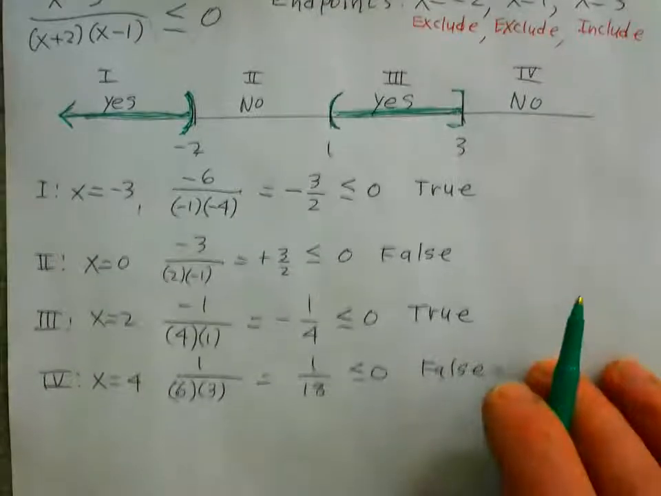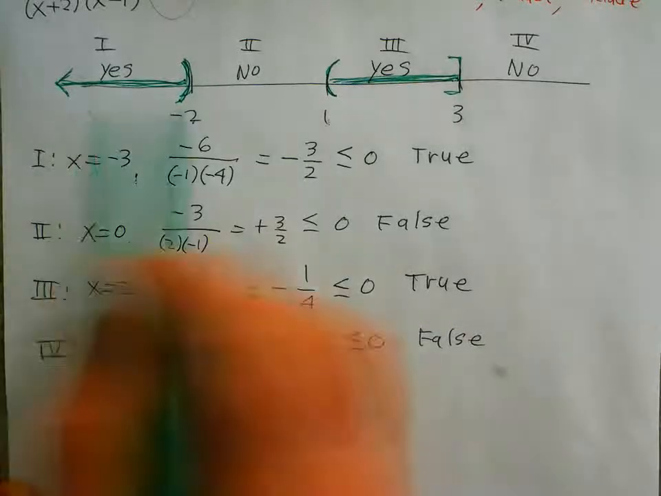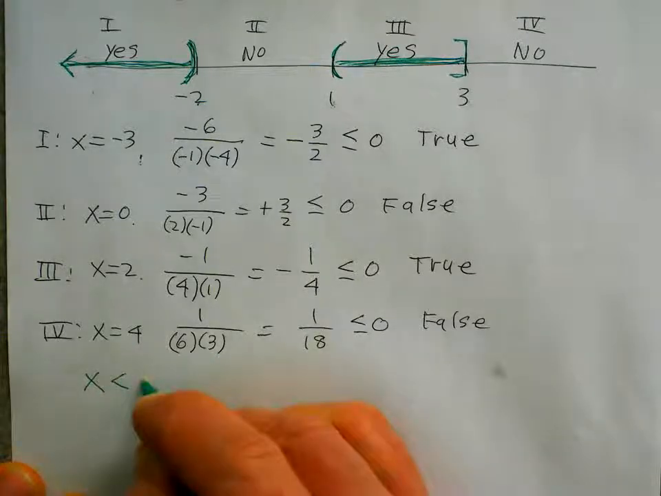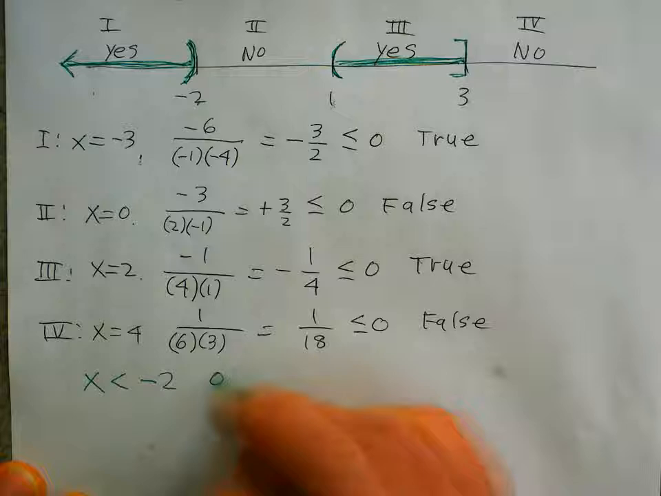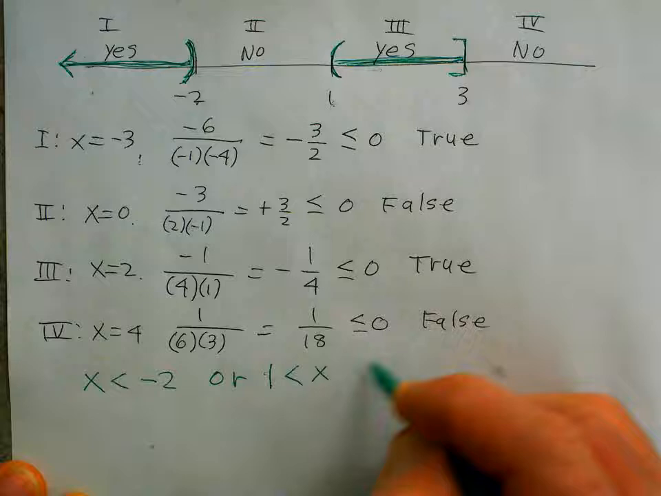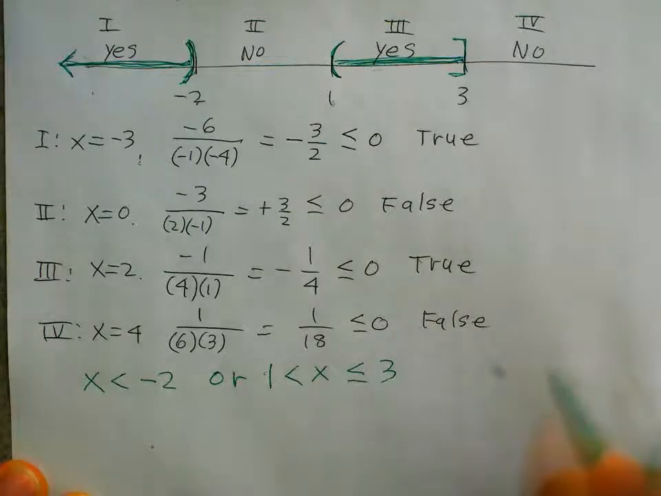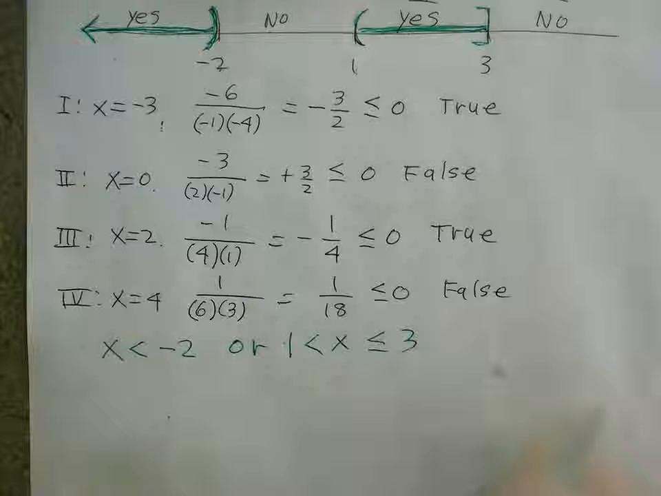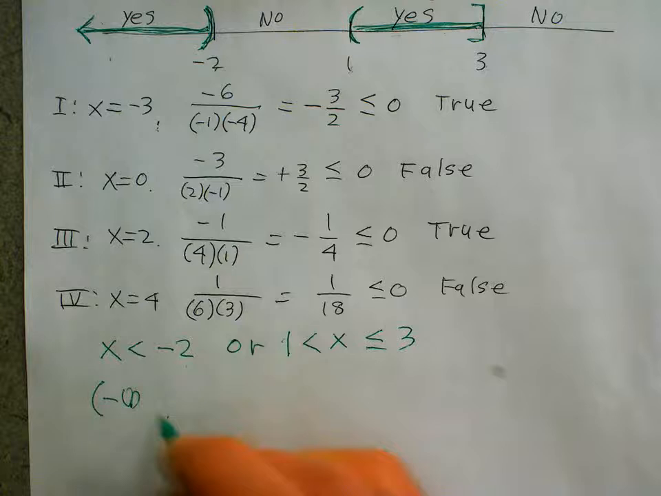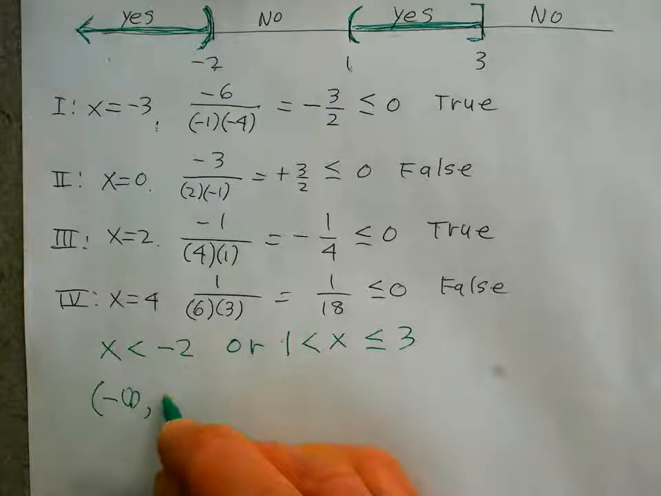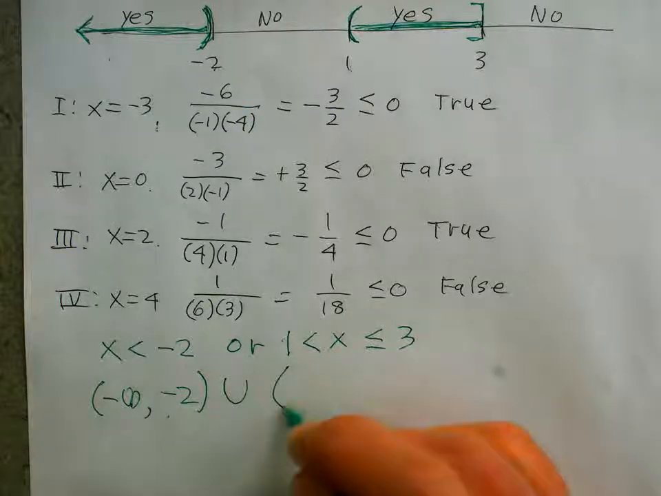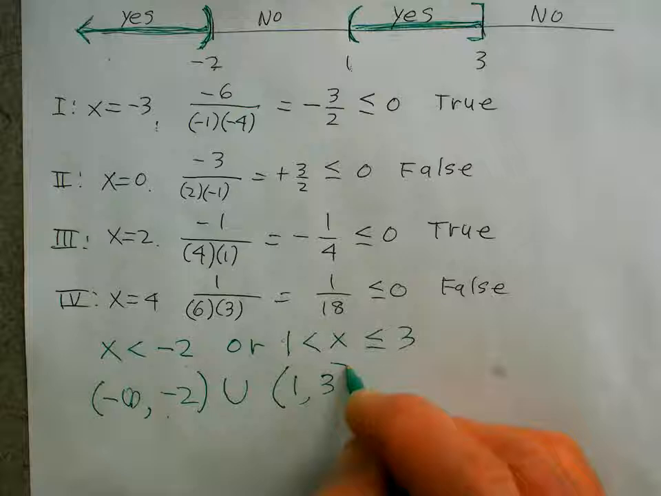Okay, it's 8:50, but I'll just write down the algebraic notation real quick. This part of the number line is x less than -2. Then we use "or", and then in this interval we write 1 is less than x, which is less than or equal to 3. And then in interval notation, we put -infinity, comma, -2, parenthesis, and then union, parenthesis, 1, comma, 3, bracket.